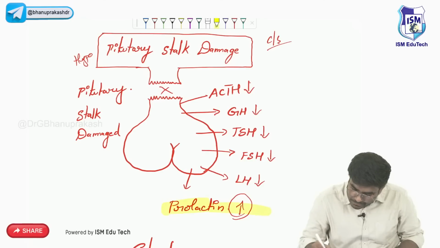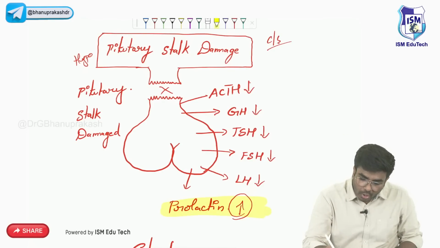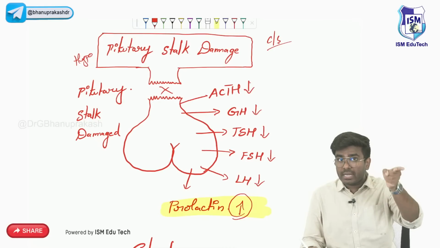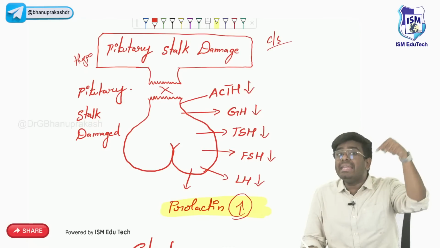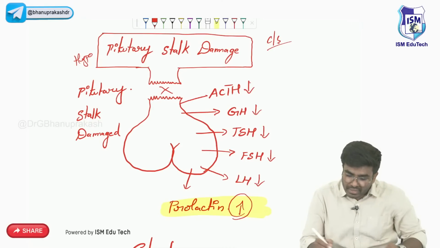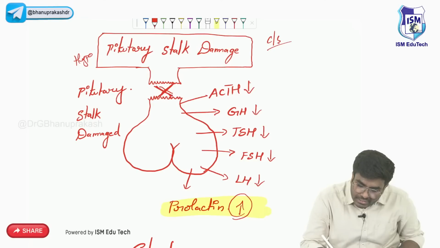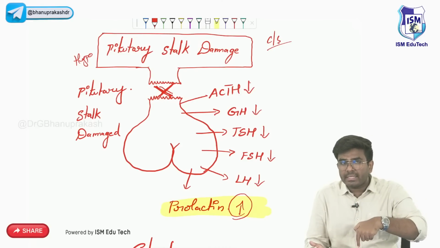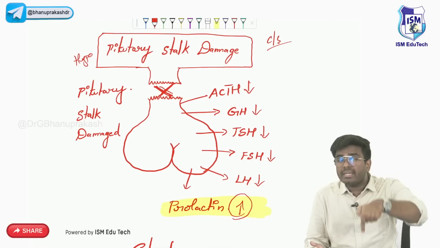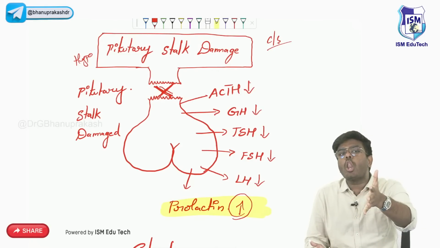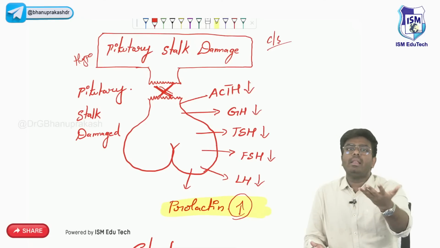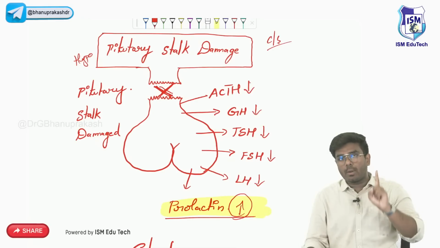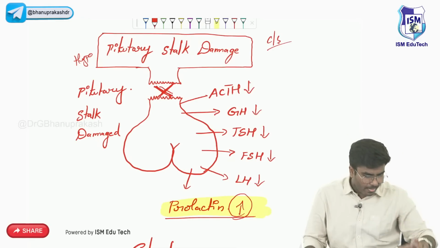The prolactin level increases. Why? Because normally the hypothalamus inhibits the prolactin release. The hypothalamus, by producing dopamine, inhibits the prolactin release. But whenever there is a transection here, whenever there is damage at this area, dopamine is not coming down to the anterior pituitary. So dopamine no longer can inhibit the lactotropes. So now prolactin levels are going to be increased, but all other hormone levels are going to be decreased.